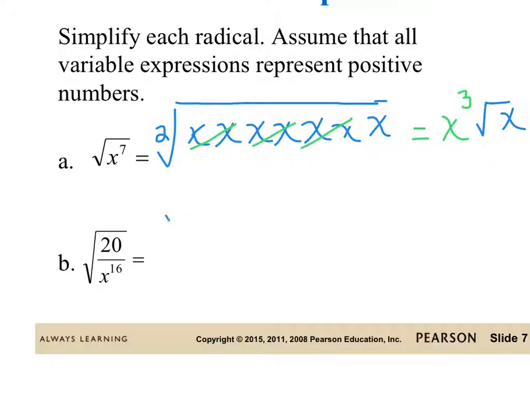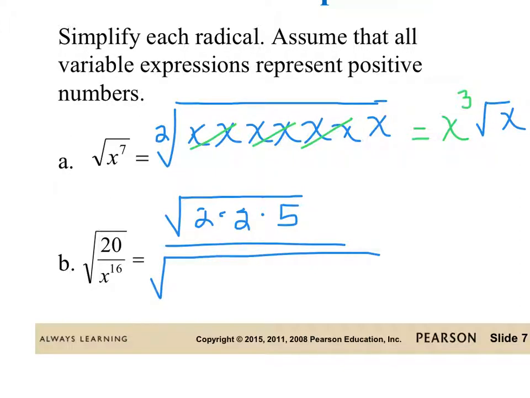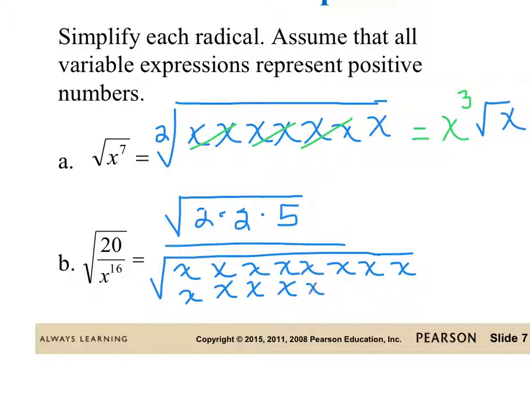Our example B is to take the square root of 20, and 20, remember, is 2 times 10, which is 2 times 5, over the square root of x to the 16. 1, 2, 3, 4, 5, 6, 7, 8, 9, 10, 11, 12, 13, 14, 15, 16.